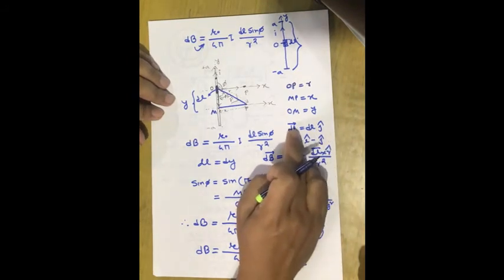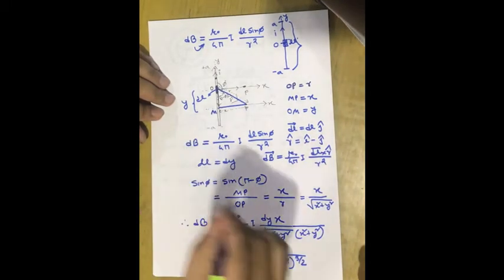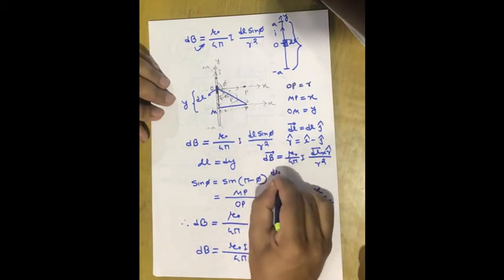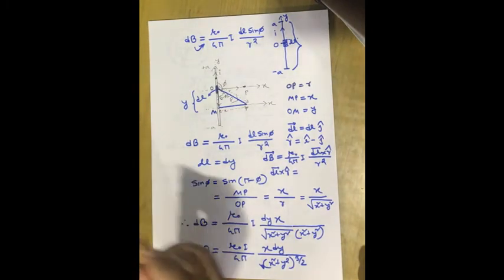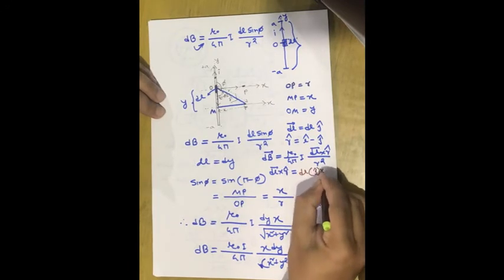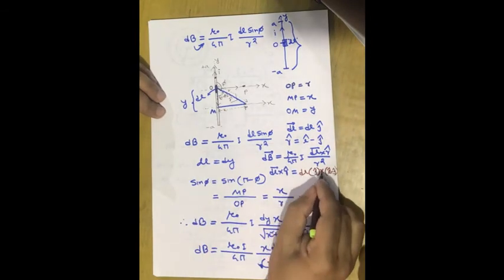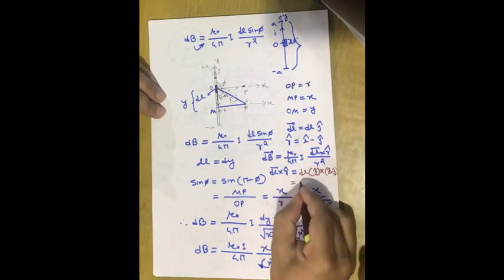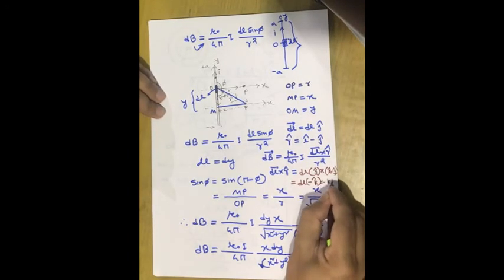In our case dl is equal to dl times j vector, and r cap is equal to i minus j cap. Therefore, what is the value of dl cross r cap? It will be dl, j cap, cross i minus j. Now we know j cross i is equal to minus k, and j cross j is equal to 0. Therefore it will be dl into minus k cap, so minus k into dl.